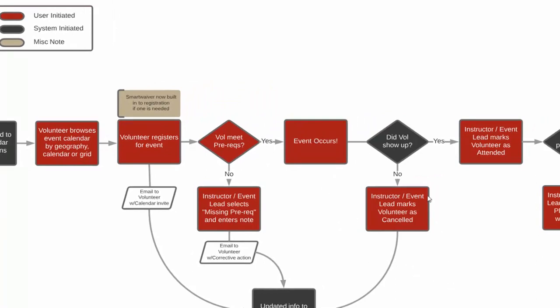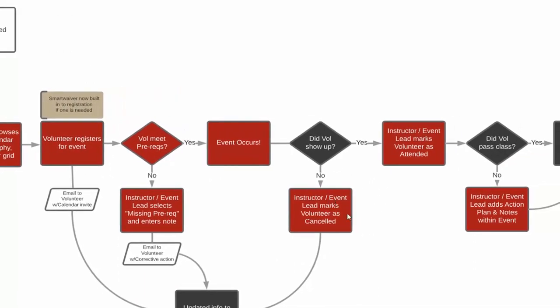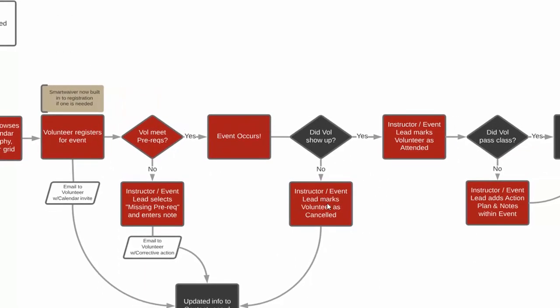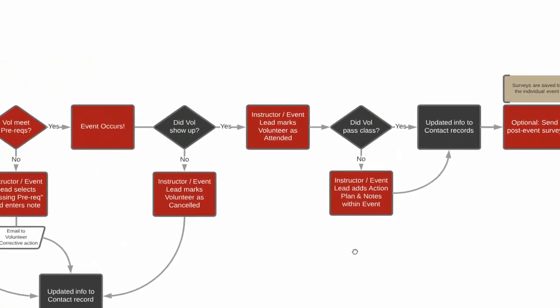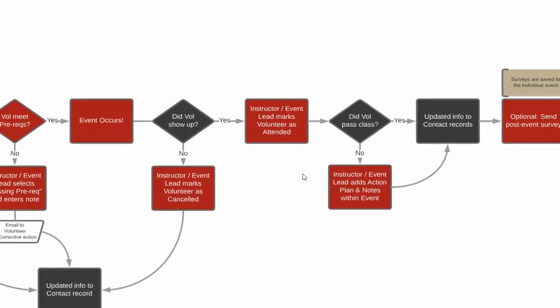Once the event occurs, the system's going to look at whether or not the volunteer showed up, and that's based on whether the instructor checked them in or not. If the volunteer did not show up, then the instructor or the event lead would mark them as canceled, which is kind of the same thing as no-show. And all these different things update that contact record in the system for the volunteer. So depending on what you do, the contact record will be updated to show the actual status of the person, that whether they showed up or not. If they did actually show up, then the instructor would mark that same dropdown as attended or checked in.